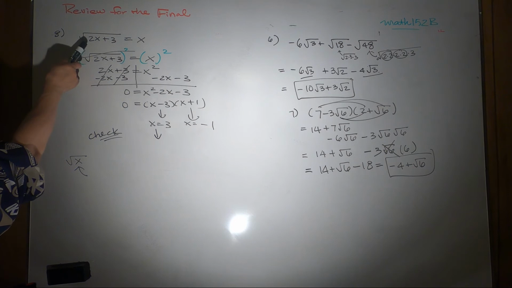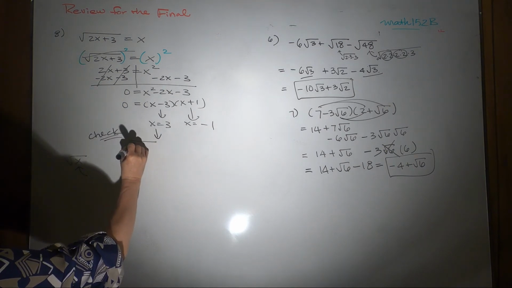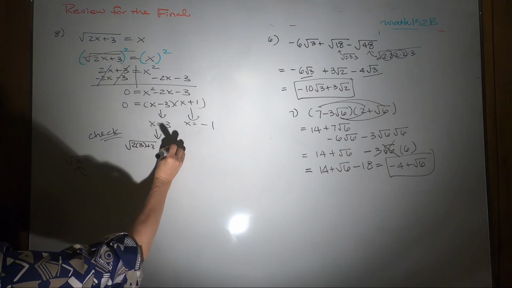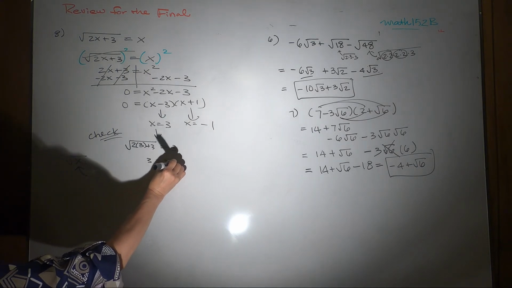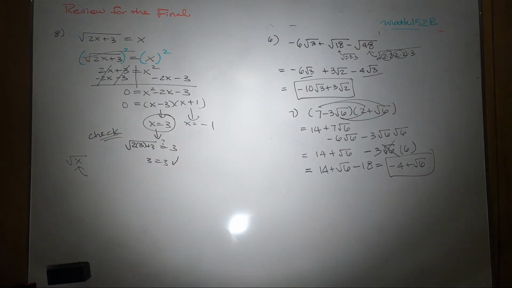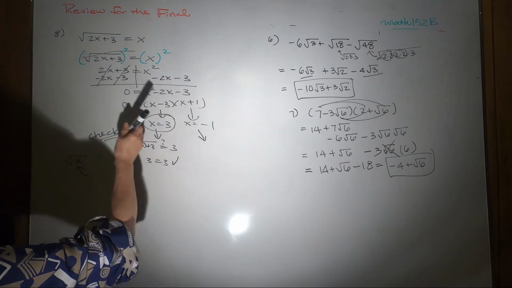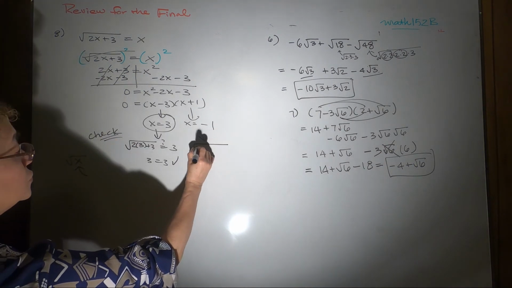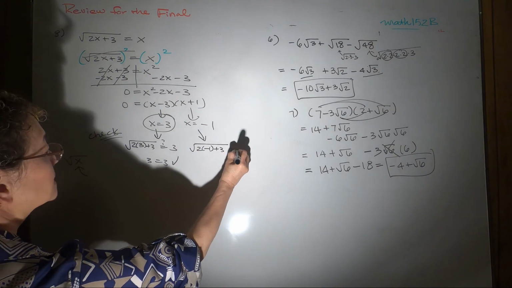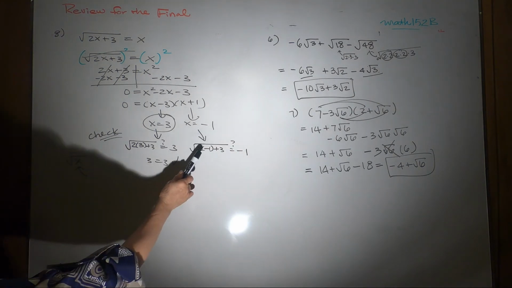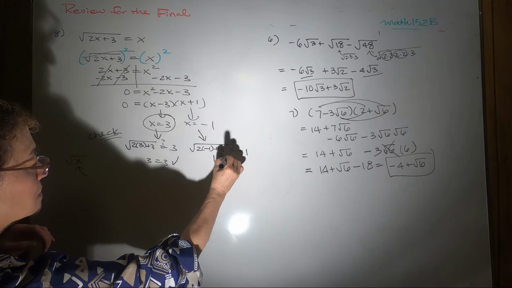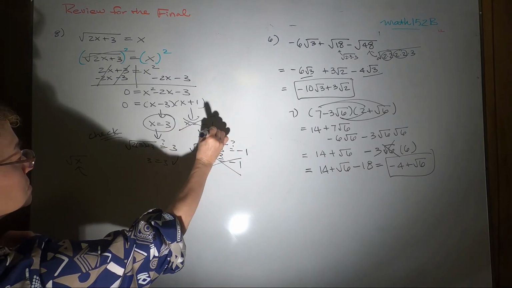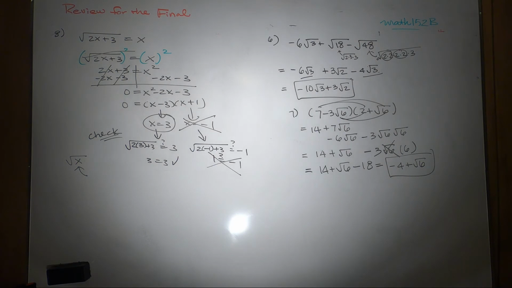When you check, you have to plug in the original. So x is 3. So 2 times 3, 6 plus 3, 9, square root of 9 is what? 3. So it's okay. So we circle this. How about this one? x is -1. We plug in, right? 2 times -1 plus 3 is -2 plus 3, which is 1. Is 1 equal to -1? No. So we cannot use this for the answer.